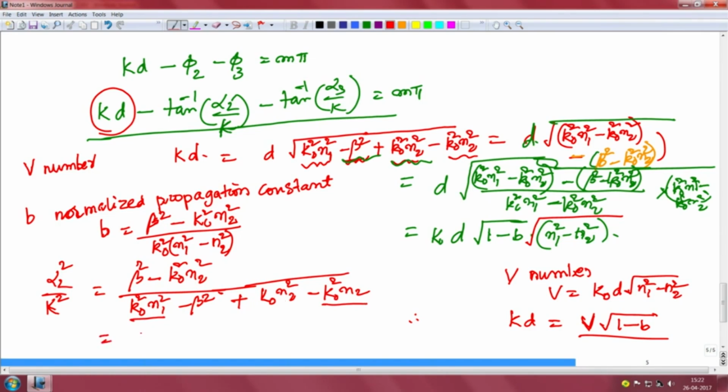So, we will club minus k0 square n1 square minus k0 square n2 square and beta square minus k0 square n2 square. So, we can write this as equal to beta square minus k0 square n2 square divided by k0 square n1 square minus k0 square n2 square, one term, minus k0 square n1 square, k0 square beta is there here, minus beta into k0 square n2 square, beta square minus k0 square n2 square.